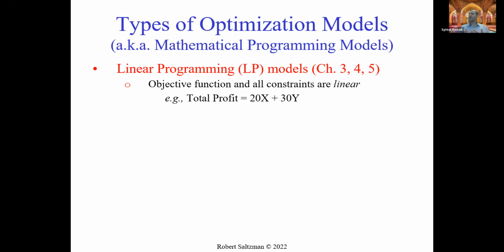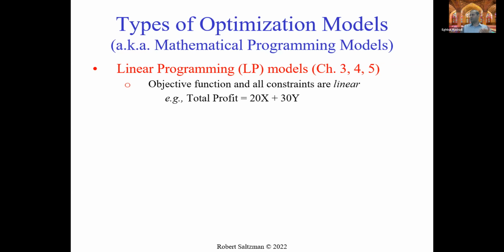Anything that doesn't have a power more than 1, or it should be exactly 1 or 0. That means it's just a number, or it should be a number multiplied by a variable. So you shouldn't have x squared, or x to the power of 3, or x to the power of a negative value. That means you have a division. Okay, so this is a simple linear formula.